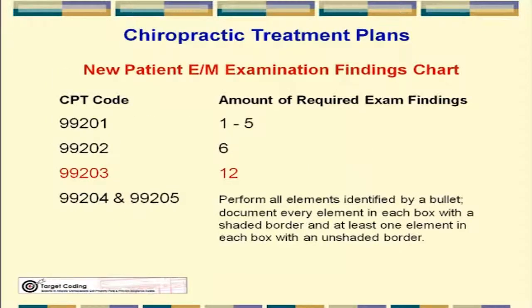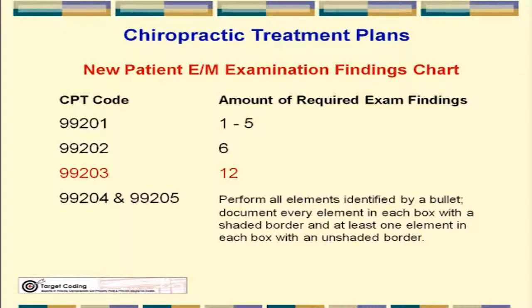See, for 99201, you need 1 to 5 findings. For 99202, you need 6. For 99203, you need 12 exam findings. 99204 and 99205, it's a whole different ballgame. You have to perform all elements identified by a bullet. That's within the E&M guidelines. The E&M guidelines are what all the insurance companies use to determine whether or not to pay you. So you should get the E&M guidelines.